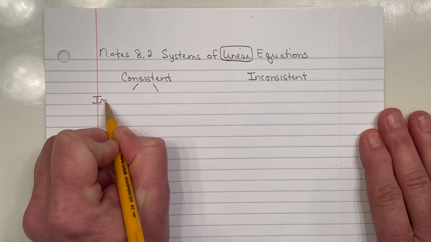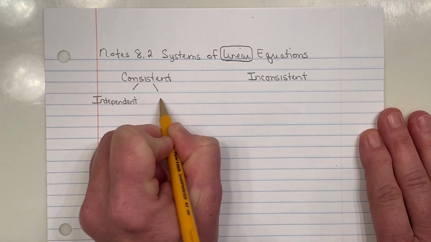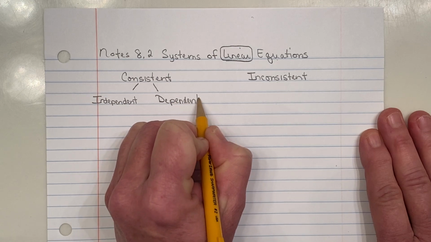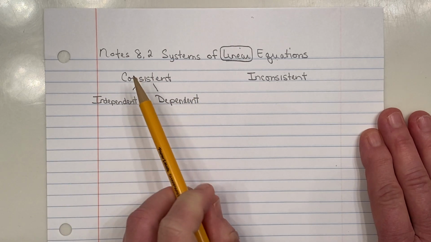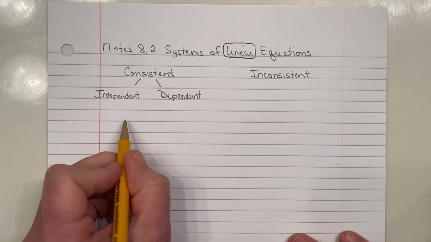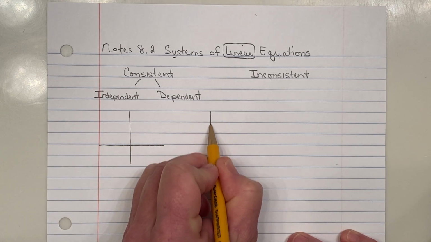So we're going to put two more words down here: independent and dependent. To help us understand these four terms, we're going to draw three systems on three coordinate planes. So let's go ahead and draw three coordinate grids here.